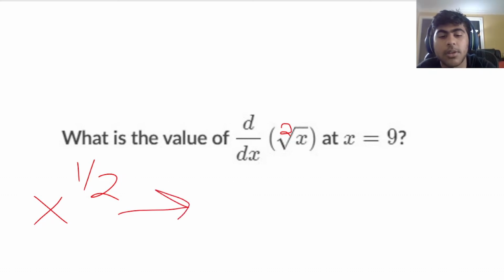And by now you know the drill. I'll give you a couple seconds to figure out what that derivative is, right? But yeah, it should be 1/2 times x to the negative 1/2.